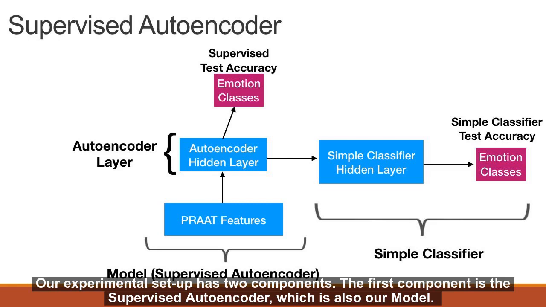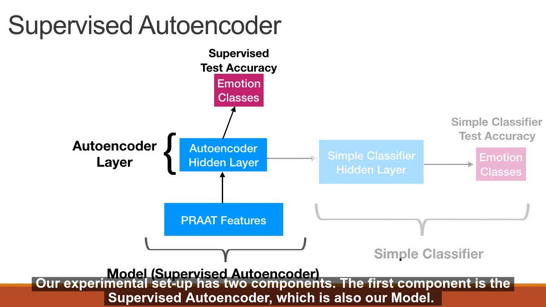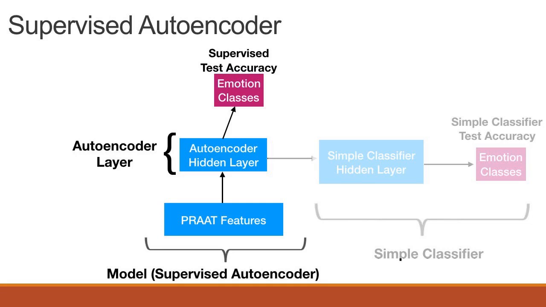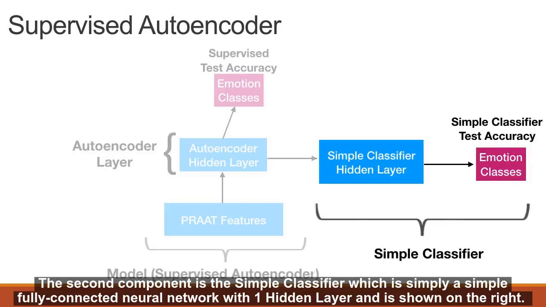Our experimental setup has two components. The first component is the Supervised autoencoder, which is also our model. The job of the Supervised autoencoder is to generate robust representations of the speech signals. The second component is the simple classifier, which is simply a fully connected neural network with one hidden layer, and is shown on the right.